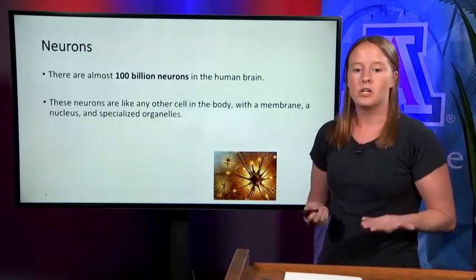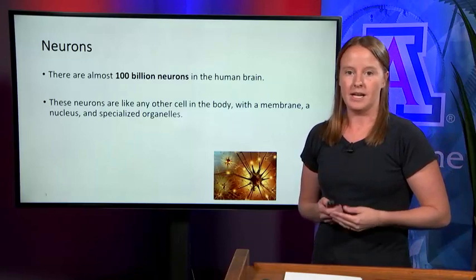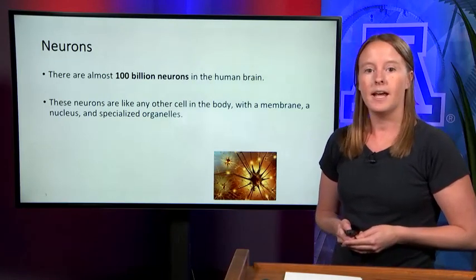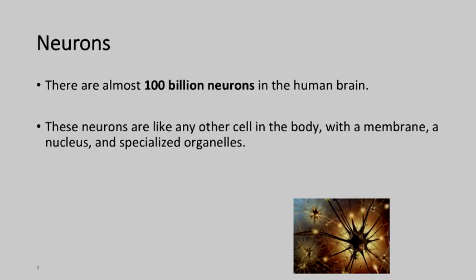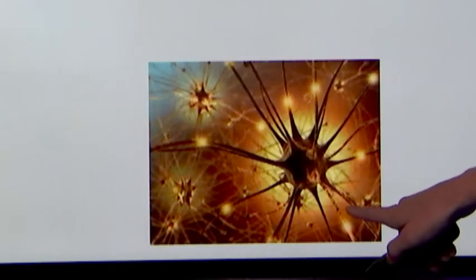So there's almost 100 billion neurons in the brain. That's the typical estimate, and they make a massive amount of connections with other cells. These neurons are like other cells in the body. They have a membrane, they have a nucleus, and they have specialized organelles. So here's just a typical neuron down here.